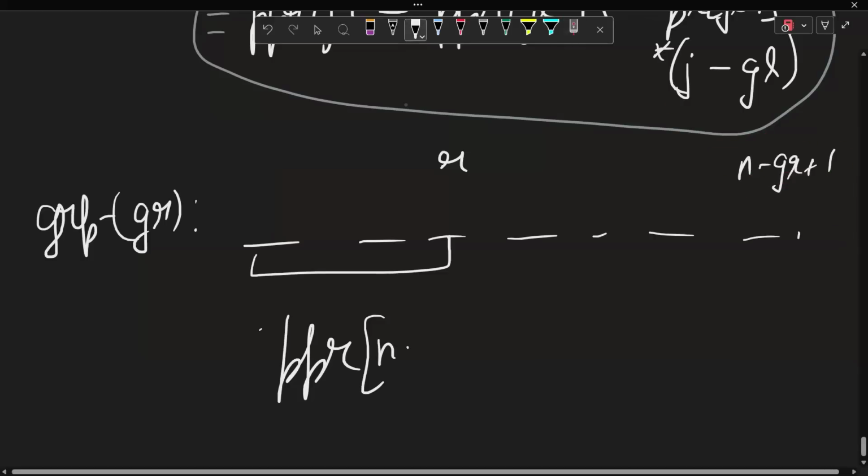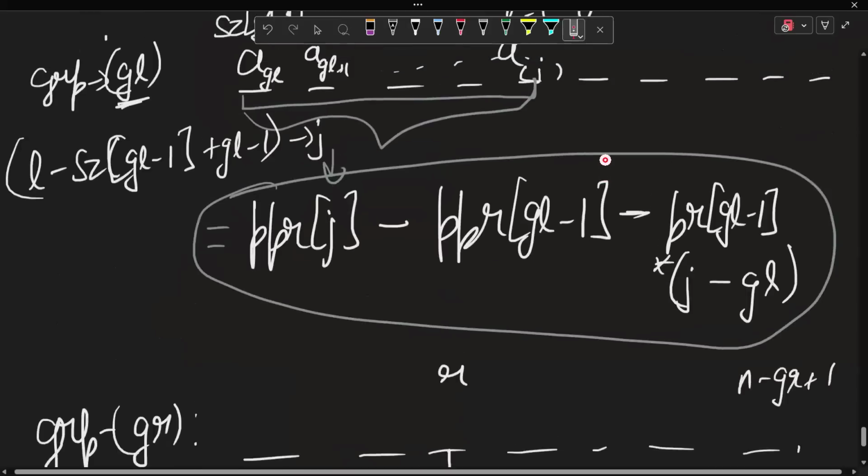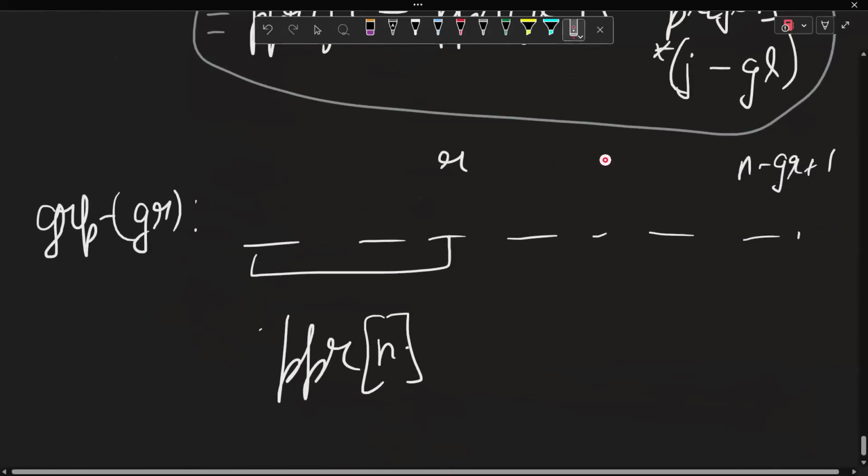But it won't be the last index, it would be PPR n only directly, because as you can see, in group number GR, we would have A of GR, then A of GR plus A of GR plus 1, like that we would start, and the last element of the group would be A of GR plus up till A of N. For every last element of the group, it would end with N only, sum till N.